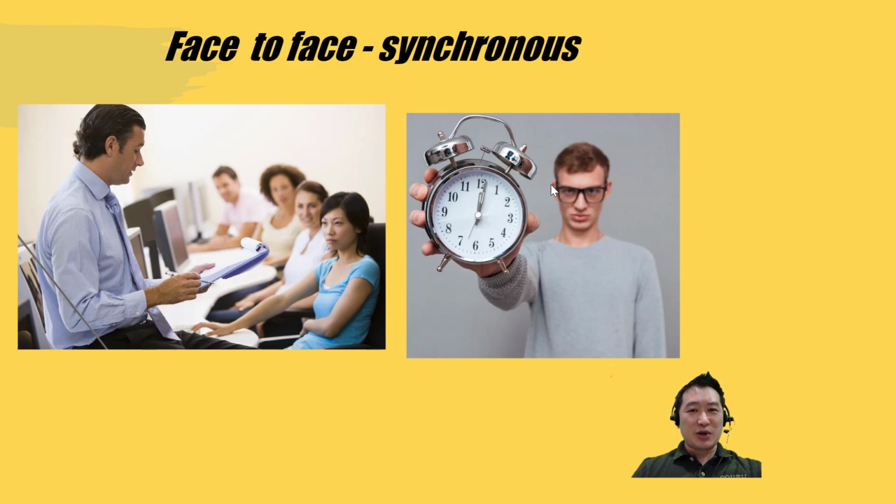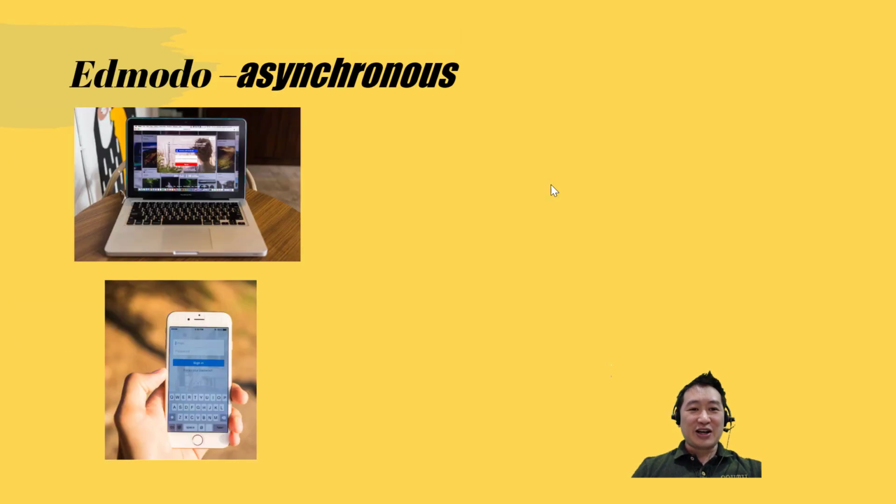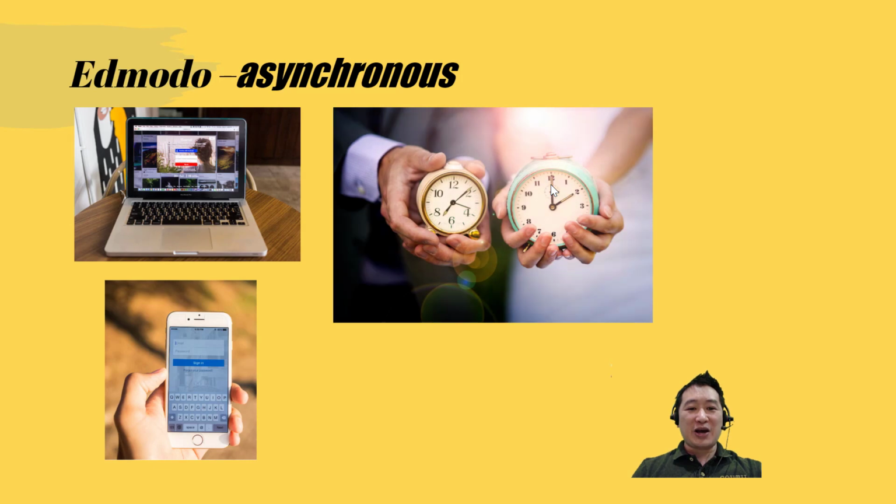Now, with Edmodo, things are different in that learning is asynchronous. And a good way to understand this is to think about how things work on Facebook. You could log in and post something, and a person doesn't need to respond straight away. So they could log in 1 or 2 hours later, or even a day later, and respond. That's how Edmodo works, because with asynchronous learning, everything is more flexible in terms of time.